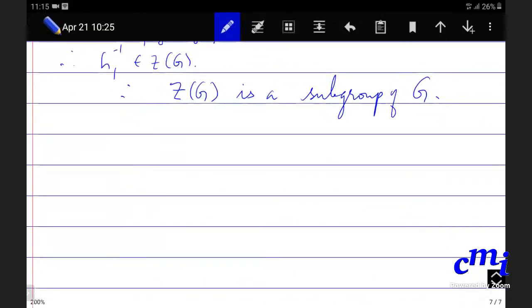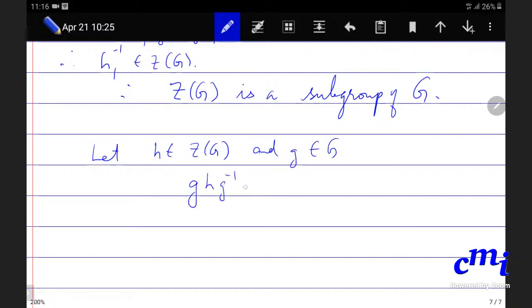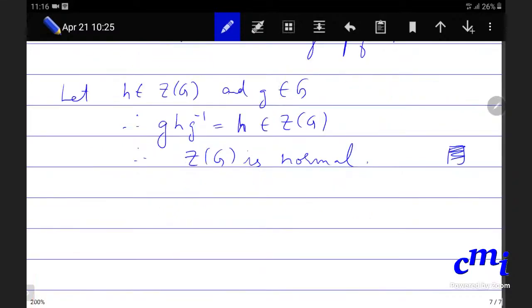Now we need to prove the normality. Let h be inside the center and g be inside G. Then g h g inverse is h. Therefore, Z(G) is normal. So the center is a normal subgroup of a group.